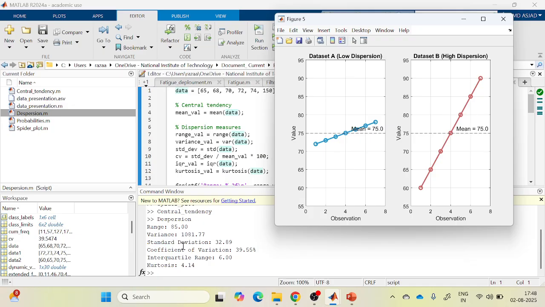The standard deviation is also 32.89. It means it's going to be beyond 10%. Whenever we see any biomedical data, it should be a very low value. The coefficient of variation, as I told, should be a low value itself. It's coming to 39.55%. Then interquartile range, then kurtosis. Now we can see the comparison also here.